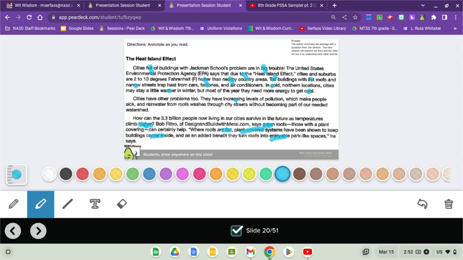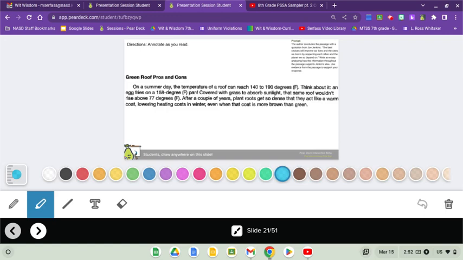Excellent work. Slide 21. Heading: What's it all about? Green roof pros and cons.